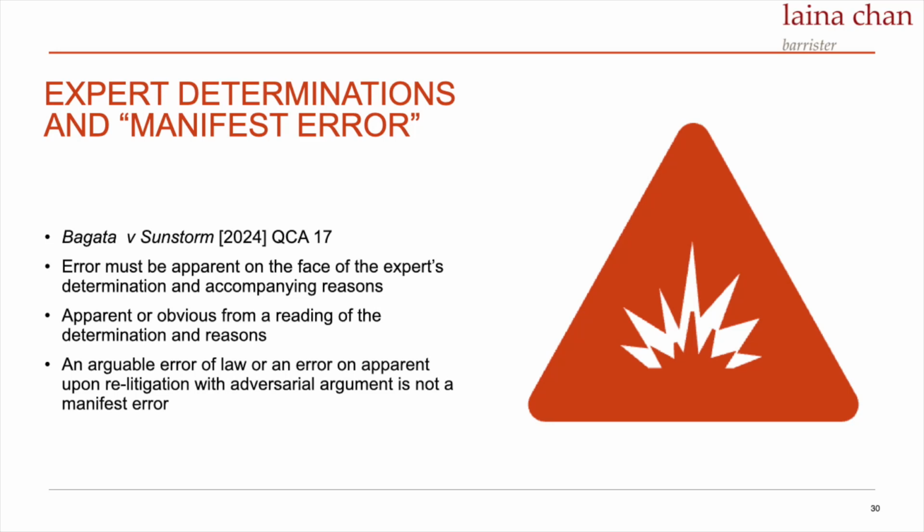And it's not good enough if the error is only revealed because there's an arguable error of law, or during a litigious process it becomes apparent that there could be an arguable error. So arguable is not enough. It has to be really obvious from a mere reading of the determination and the reasons that a mistake has been made. So that's it for me.